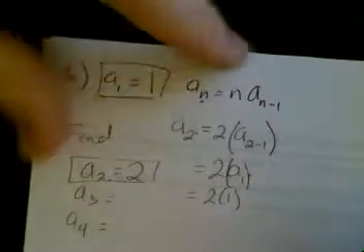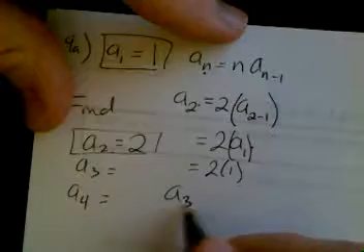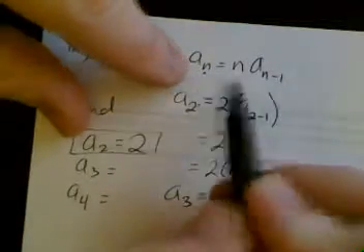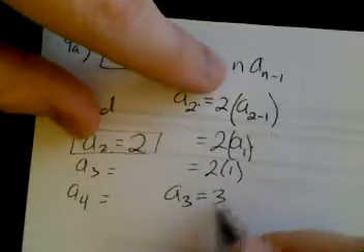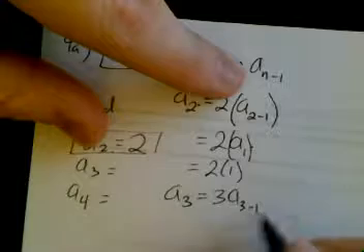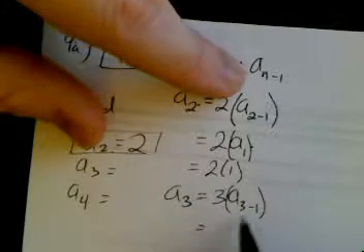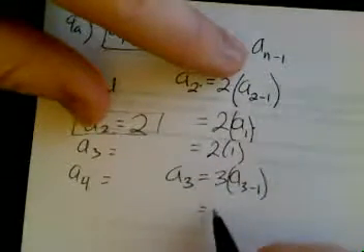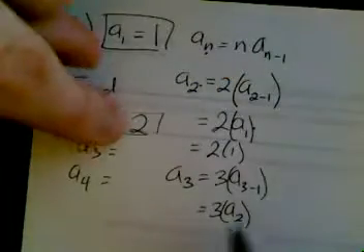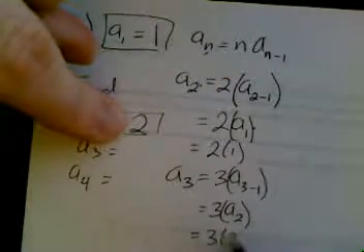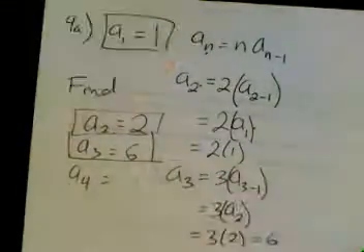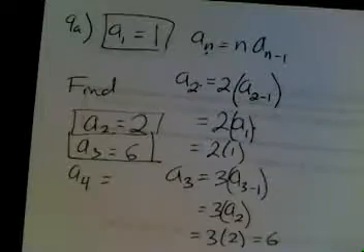Okay? How would I find a sub 3? Well, again, in this formula, I'm going to replace all of my n's with 3. So, n here is 3, and this is a sub 3 minus 1, but 3 minus 1 is 2. Again, I can do the math in the sub notation. So, this is 3 times a sub 2. Well, what's a sub 2? A sub 2 is 2. So this is 3 times 2. That gives me 6.